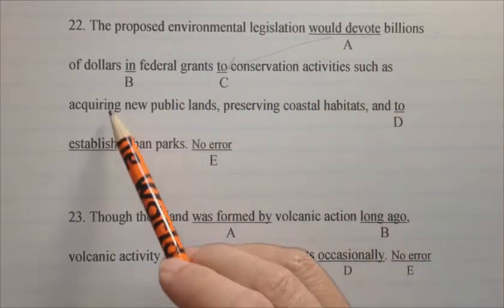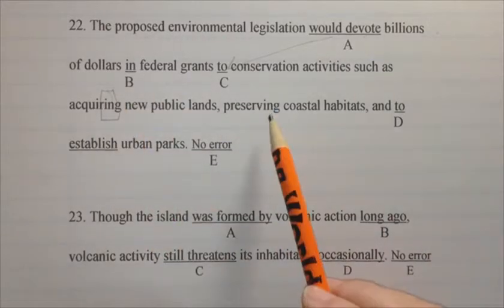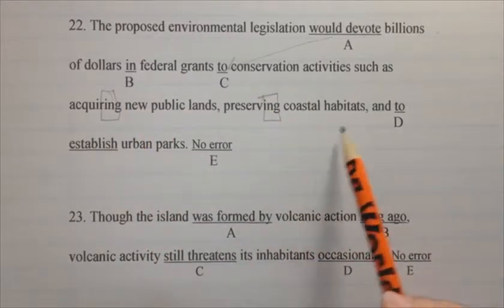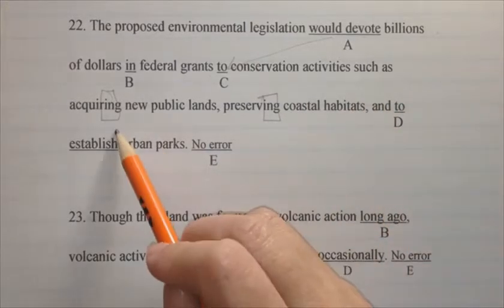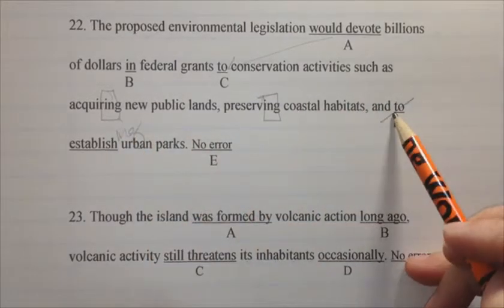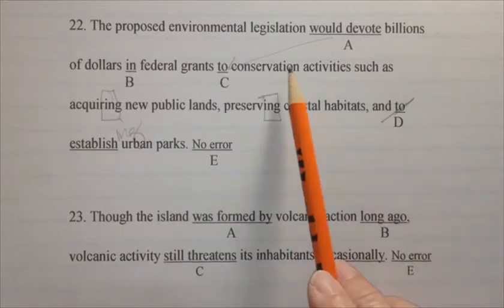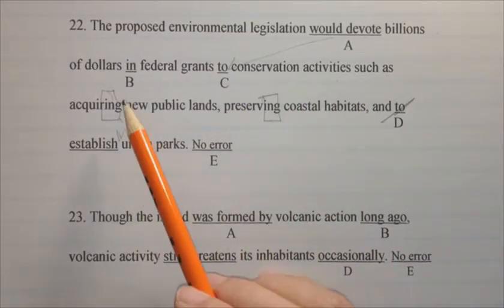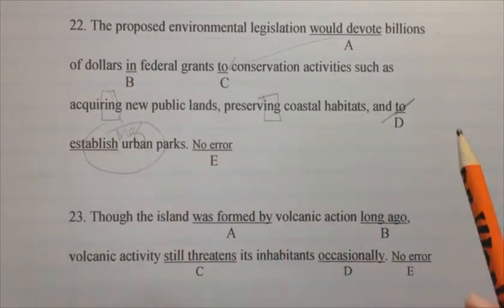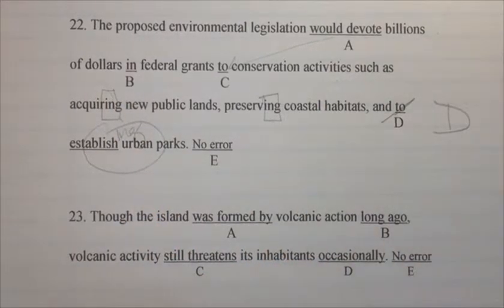Activities such as A, acquiring land, B, preserving coastal habitats, and C, establishing urban parks. I mean, I shouldn't be saying ABC, but okay. Such as these three things: acquiring, preserving, establishing. It has to be balanced. So D is the answer.